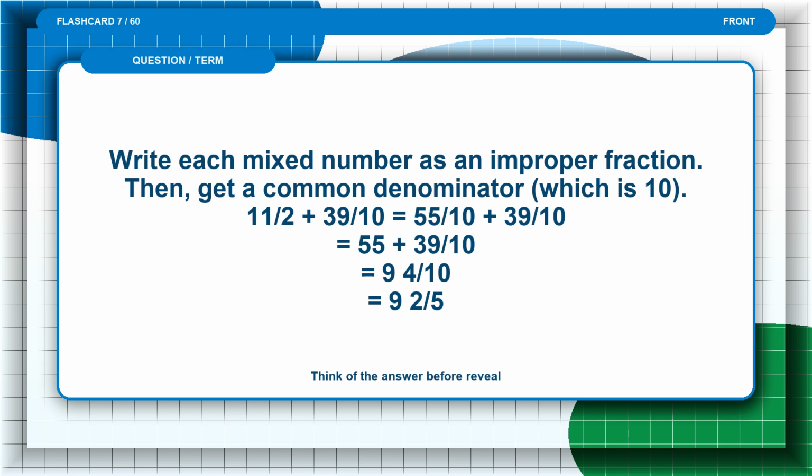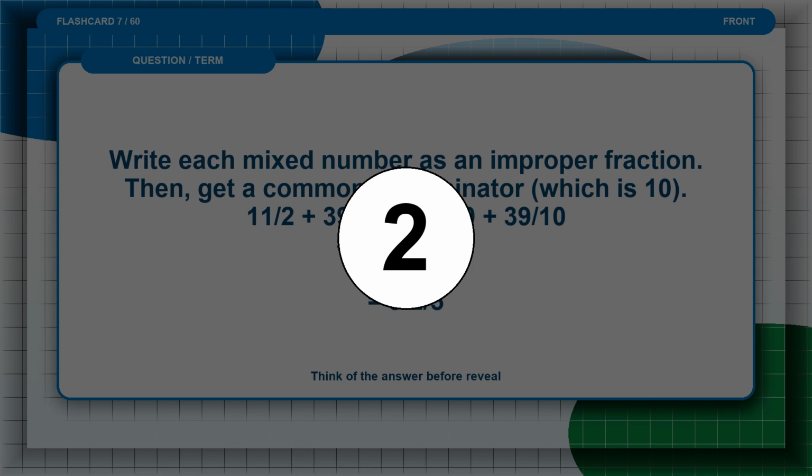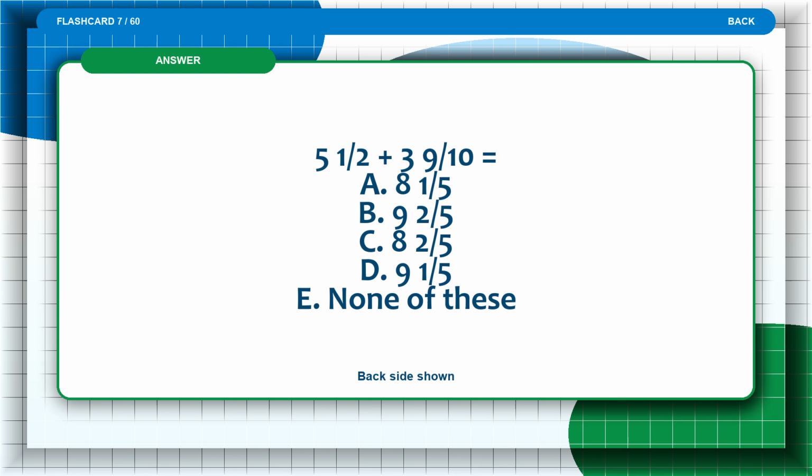Flashcard 7. Write each mixed number as an improper fraction. Then get a common denominator, which is 10. 11/2 plus 39/10 equals 55/10 plus 39/10 equals (55 plus 39)/10 equals 94/10 equals 9 4/10 equals 9 2/5. Think of the answer before the reveal. The answer is 5 1/2 plus 3 9/10 equals: A, 8 1/5; B, 9 2/5; C, 8 2/5; D, 9 1/5; E, none of these.